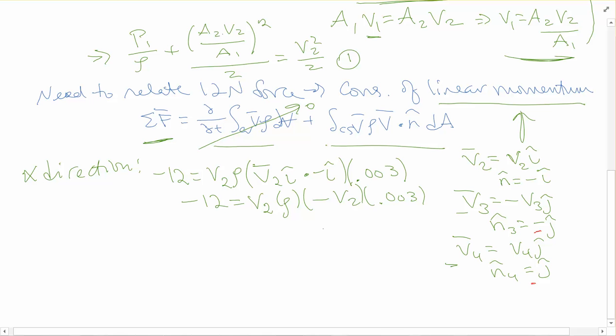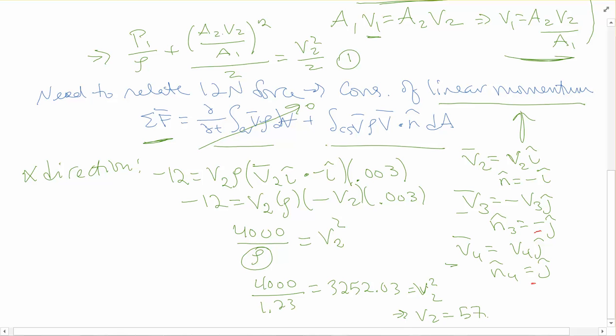Alright. Now let's simplify this equation. If you do the calculations, you'll get 4,000 over rho equals v2 squared. Okay. And we can plug in our density. So we'll have 4,000 over 1.23. That's going to be the density of air we're using. And that gives us 3,252.03. Right? And that's going to be v2 squared. So you can come through here and then solve for v2, and you'll get 57.03 meters per second.